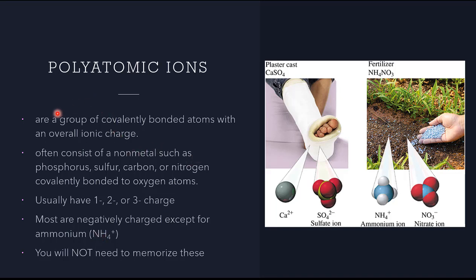So again, polyatomic ions are a group of covalently bonded atoms with an overall ionic charge. They often consist of a nonmetal such as phosphorus, sulfur, carbon, or nitrogen that are covalently bonded to other oxygen atoms. They usually have a 1-, 2-, or 3- charge. Most of them are negative except for ammonium, which has a positive charge. And again, you won't need to memorize these.